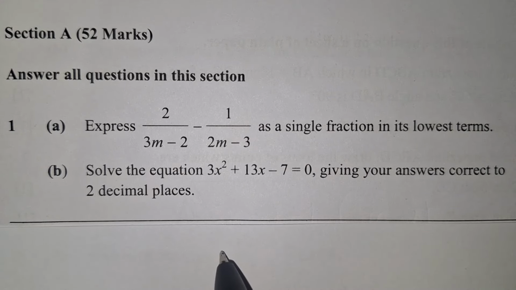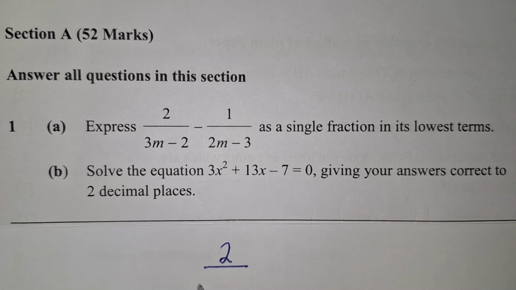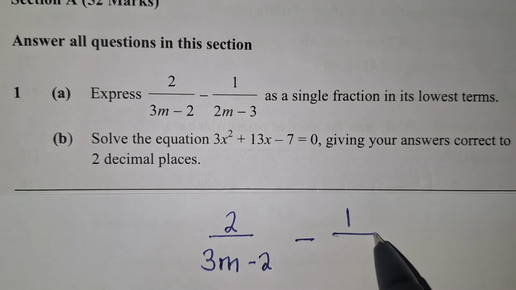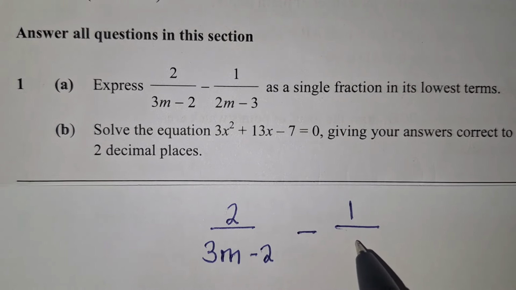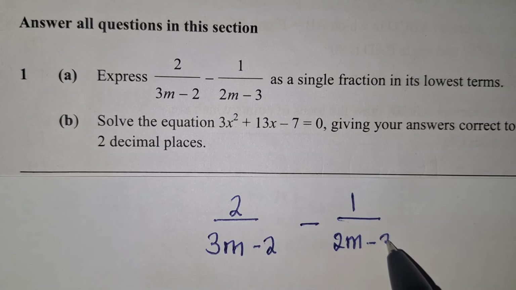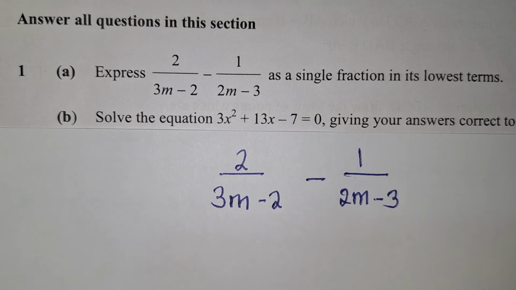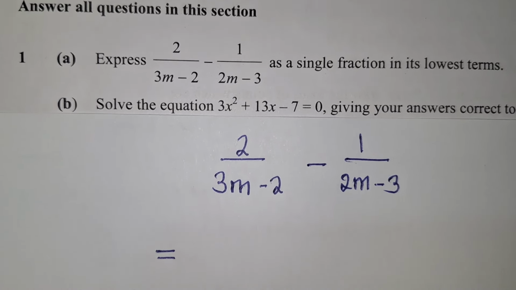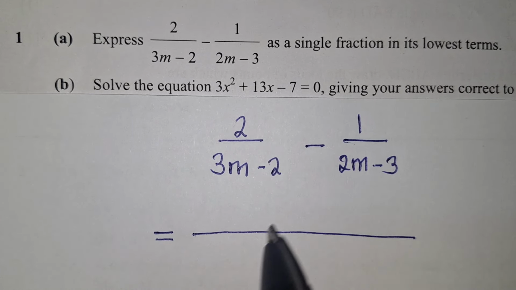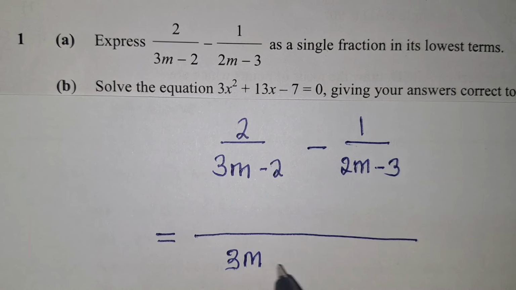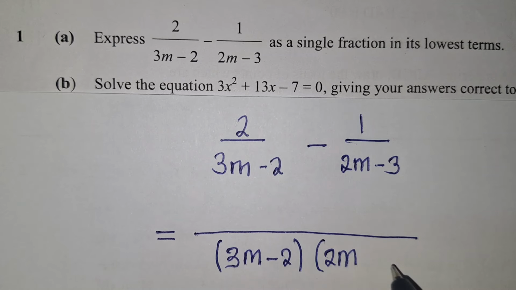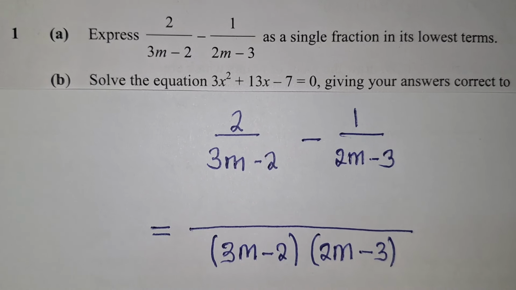The first thing that you need to do is to copy. There are two fractions: 2 over 3m minus 2, minus 1 over 2m minus 3. So this is the other fraction. So we shall say equal to, we put a bar right here and get these two denominators, 3m minus 2 multiplied by 2m minus 3, like this, okay?